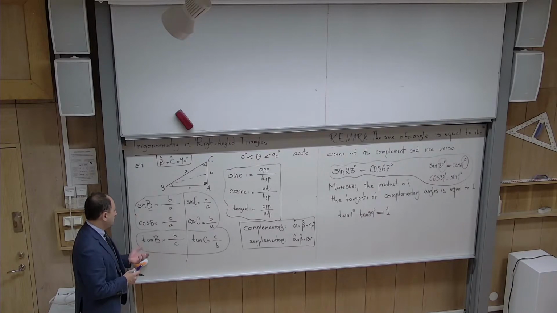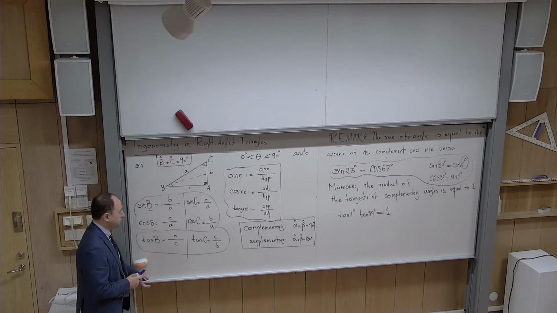And to be honest, you really don't need tangent, because whenever you have sine and cosine, by a simple calculation you can find tangent, yes? And it is extremely simple to see it in this context.